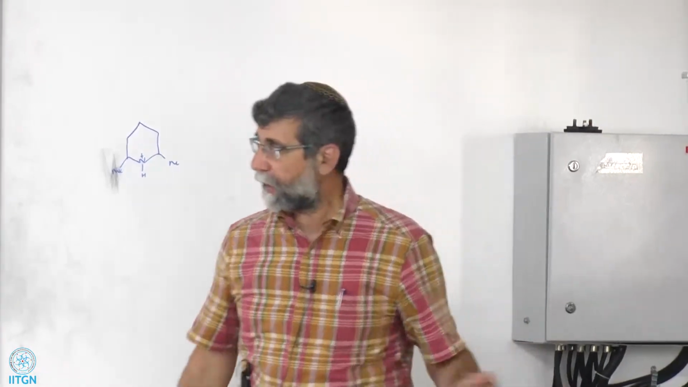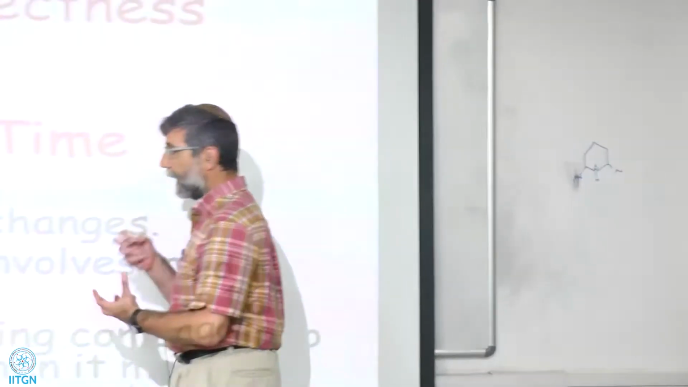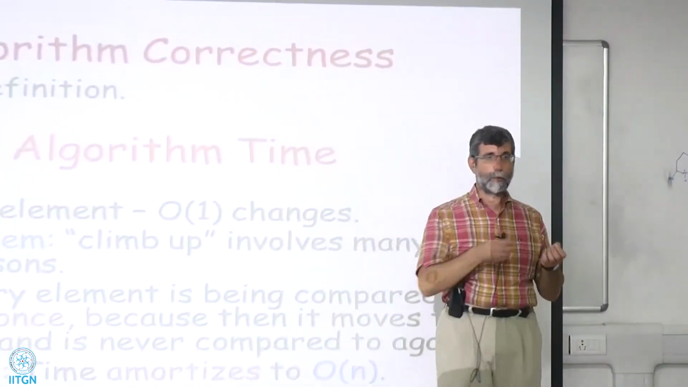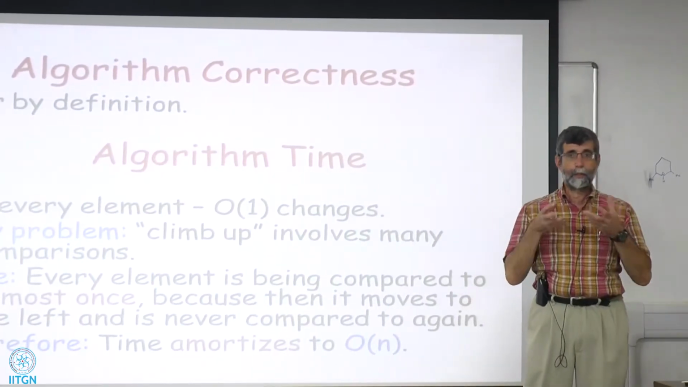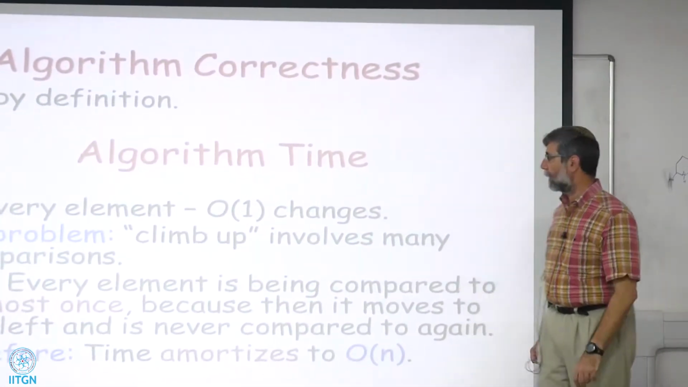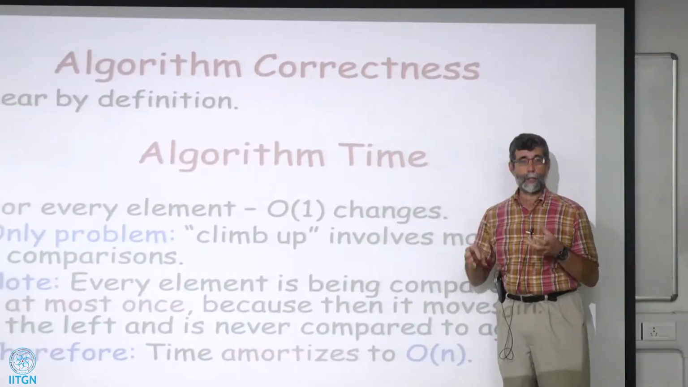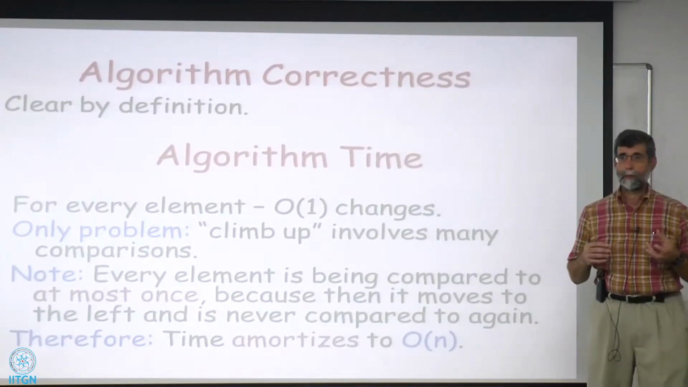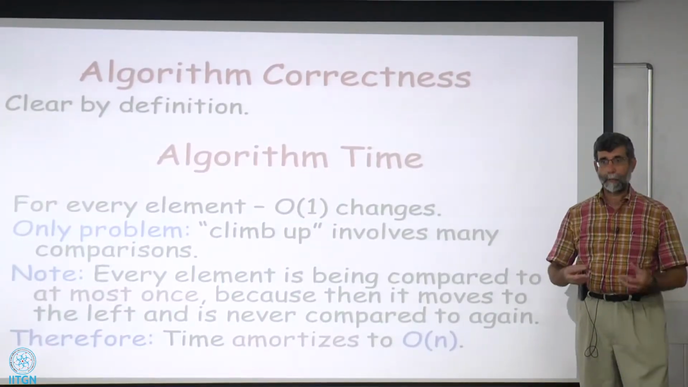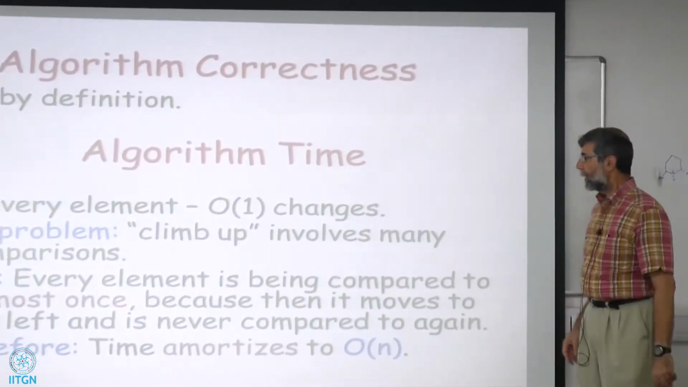Okay, so as far as the algorithm time. What we know is every element, adding it in is O of 1, because you fix a constant amount of pointers and it's in the tree and you're done. The only problem is the comparisons, because as we climb up, we're comparing ourselves to a lot of numbers and not going in, because if we go in, we're done. But we're not going in.